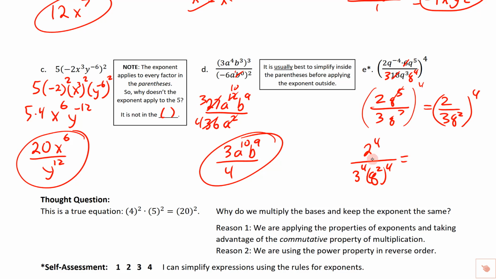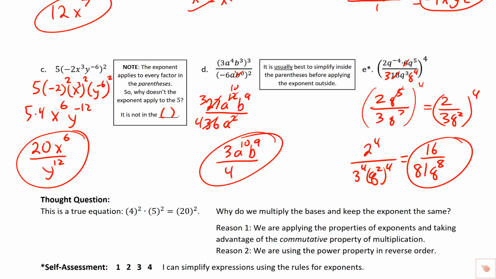So these are small enough numbers. Let's go ahead and figure out what they are. This is 2 to the 4th. That's 16. This is 3 to the 4th. That would be 3 squared times 3 squared. 3 squared is 9. 9 times 9 would be 81. So 3 to the 4th is 81. And then q to the 2nd to the 4th, again, power raised to a power. We multiply those, so we get q to the 8th. So we'll go ahead and circle that, and we've got that answer.